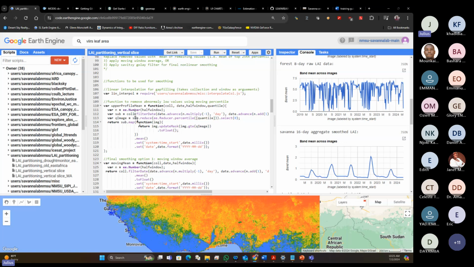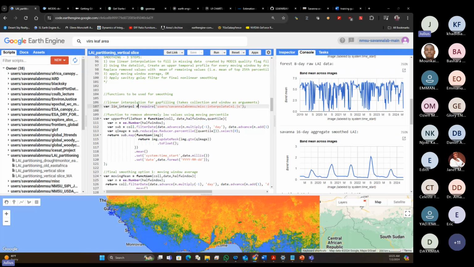The first function is a simple one. If you have gaps in the data, you want to fill in those gaps. So we do a simple linear interpolation. This does not smooth the data, it just connects the missing data values so that you don't have any gaps in the time series, because we cannot do the LAI partitioning with gaps in the time series. So the linear interpolation is a function we've created as a script module, because otherwise it will make the code too long. So we are importing them, but all of these modules are publicly shared, so it should work even if you don't have access to the original repositories.